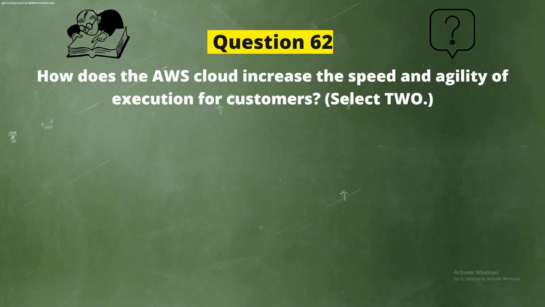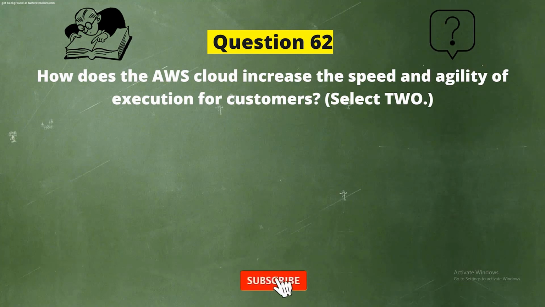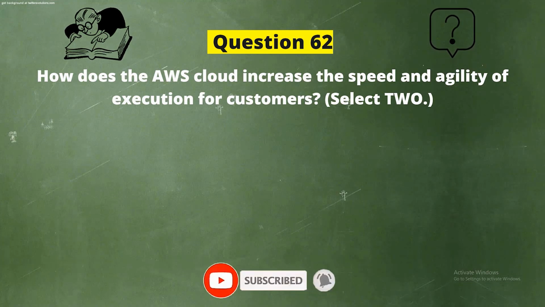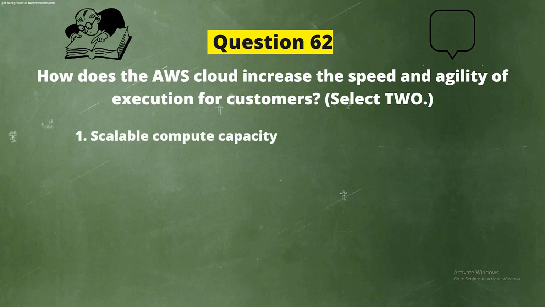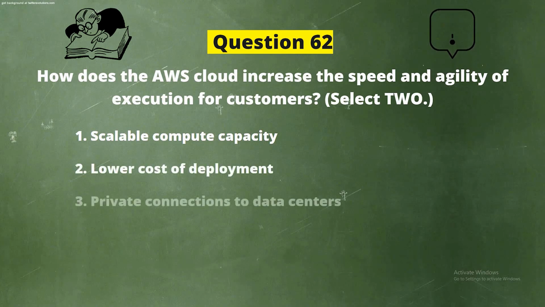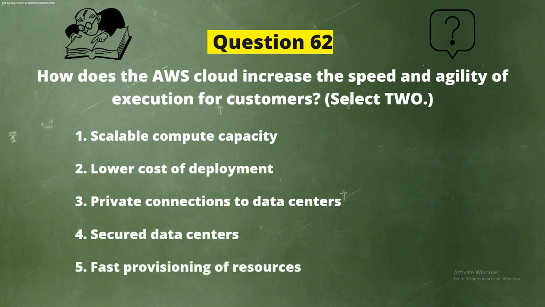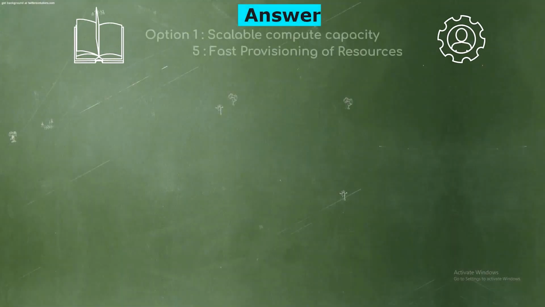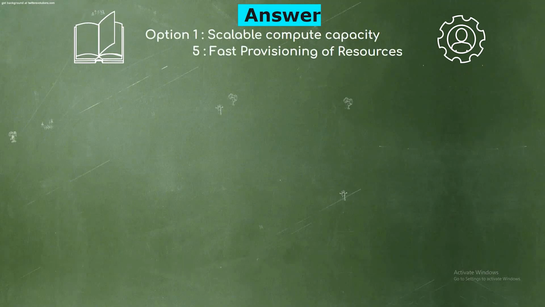Next question. How does the AWS cloud increase the speed and agility of execution for customers? Select 2. And the options are: Option 1. Scalable compute capacity. Option 2. Lower cost of deployment. Option 3. Private connections to data centers. Option 4. Secured data centers. Option 5. Fast provisioning of resources. And the correct answers are: Option 1. Scalable compute capacity. And Option 5. Fast provisioning of resources. Explanation.